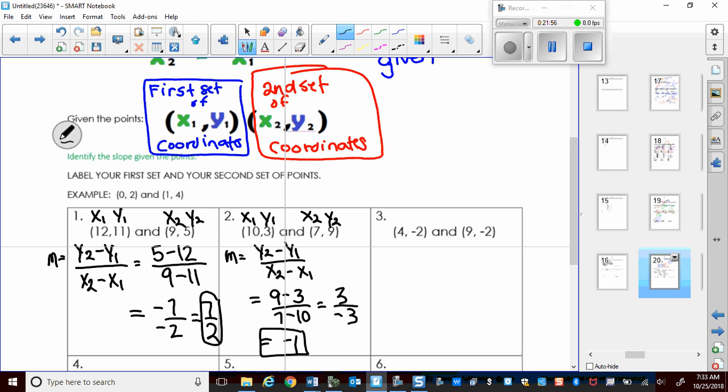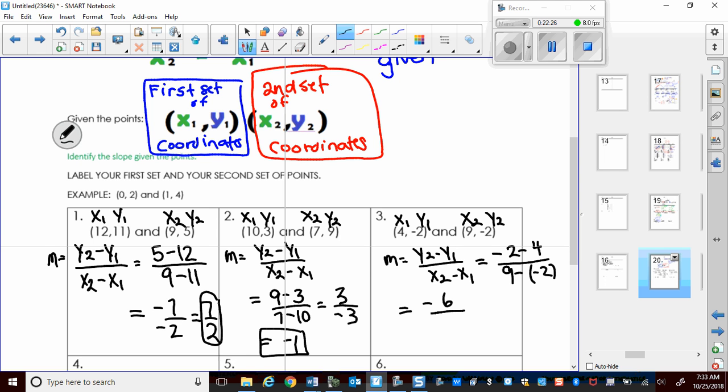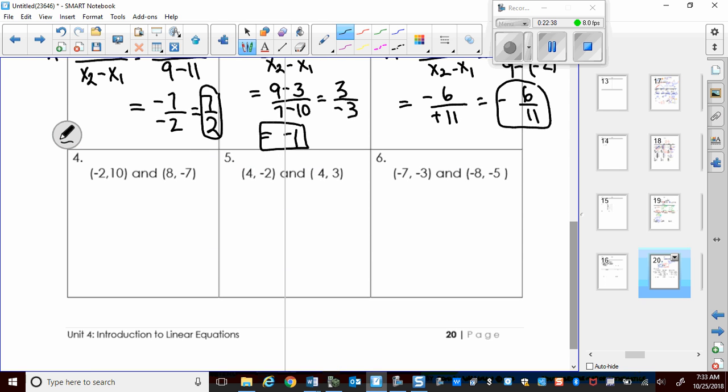Number 3, label your points x1, y1, x2, y2. m equals y2 minus y1 over x2 minus x1 equals -2 minus 4 divided by 9 minus -2, equals -6 over +11, equals -6 over 11. Final answer. Down below, I want you to practice these on your own.